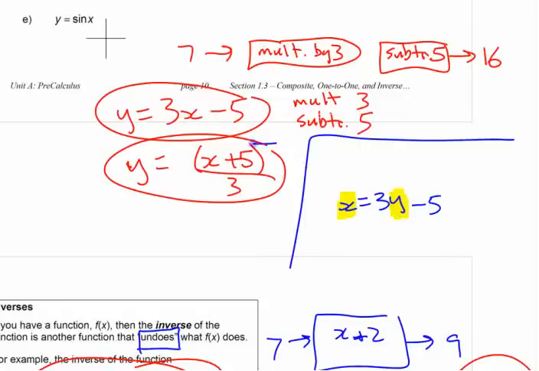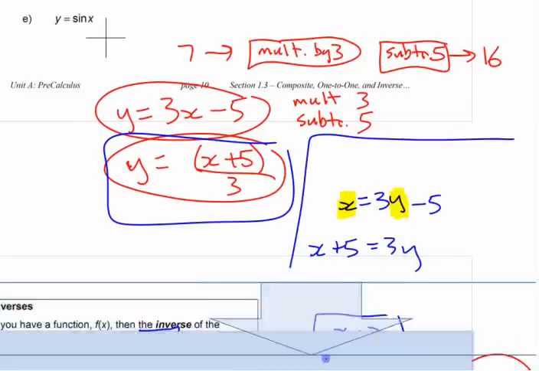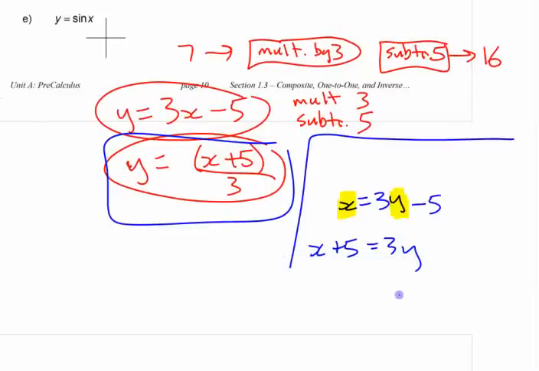That's the inverse, but it's not written in the form we like. Usually we like it to say y equals. You can do that. That's not that hard, right? Move the 5 over. x plus 5 equals 3y. And then divide by 3. y equals (x plus 5) divided by 3. That's the inverse.